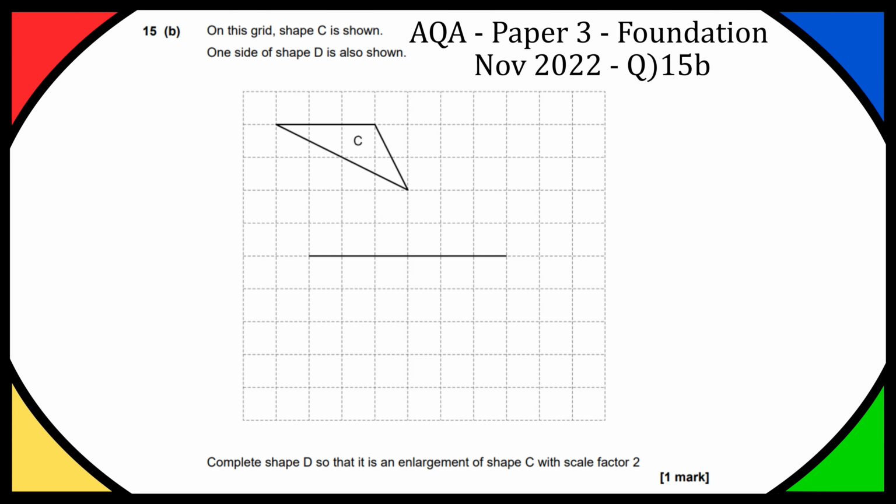Hey everyone, so this is question 15b and today I'm going to teach you how to enlarge a shape with a scale factor 2. So question 15b, which is from the past paper link down below, it says on this grid shape C is shown. One side of shape D is also shown.